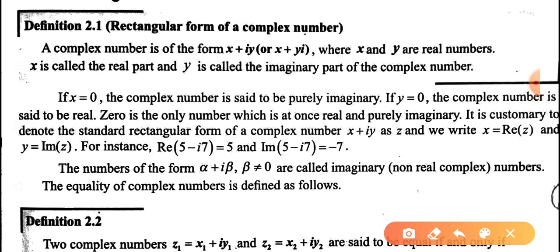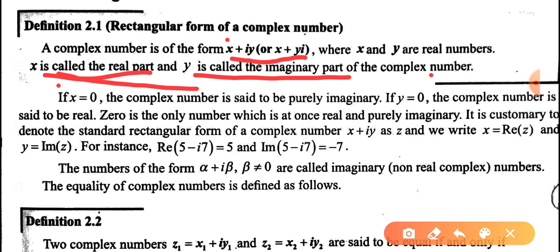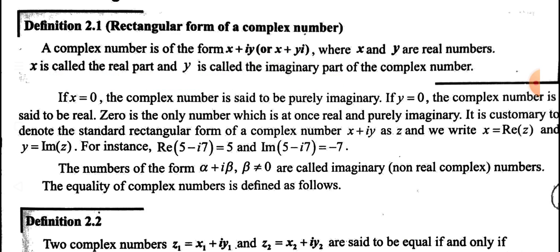Today, the definition of the rectangular form of a complex number. A complex number is of the form x plus iy or x plus yi. Both are the same, okay? Where x and y are real numbers. x is called the real part and y is called the imaginary part of the complex number. Here the complex number form is x plus iy. Here x is the real part, and y is the imaginary part. Okay.